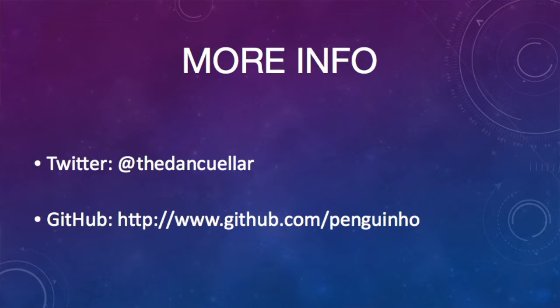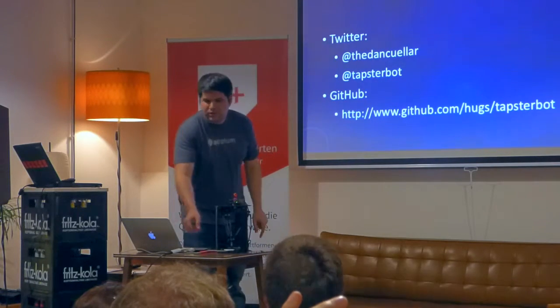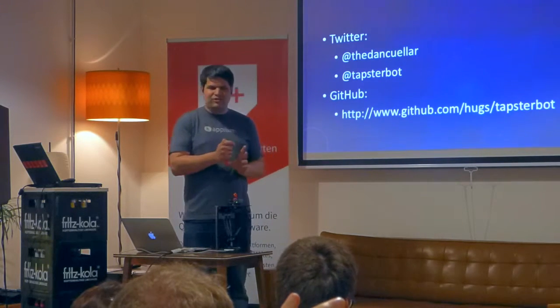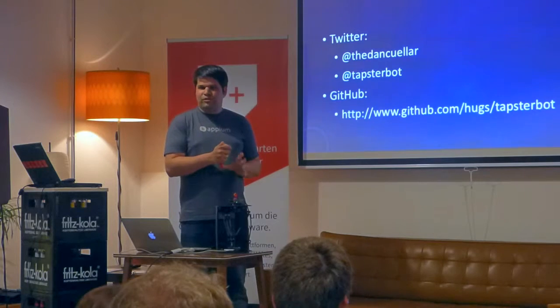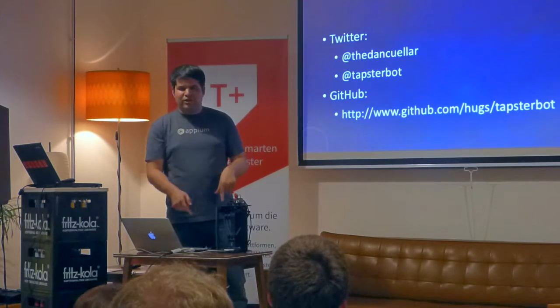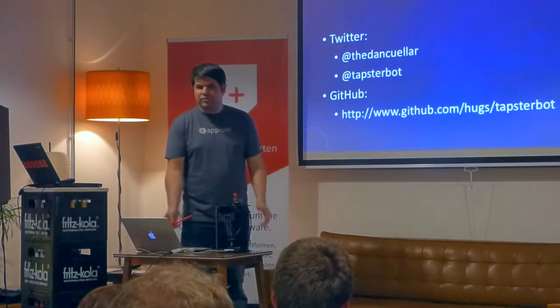So, if you want to learn more about any of this stuff, that's my Twitter handle, which you saw earlier. TapsterBot has a Twitter handle. They are for sale if you want one. It's probably about 75 to 100 euros in parts to build your own. It's totally open hardware, open source software. I wrote the software for this, by the way. A guy, a name you may recognize, Jason Huggins, built the hardware for it.